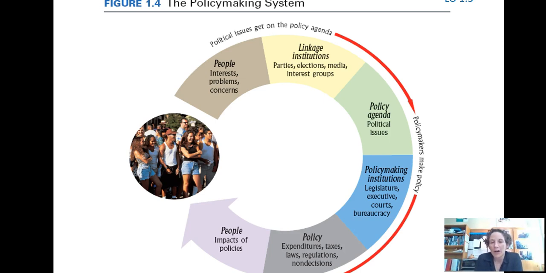Interest groups are another linkage institution. They operate very differently from parties, and that's what this lecture is about. And finally, the media is another institution that connects us, the people, to the government, and also the government back to us. It very much has a two-way dynamic.